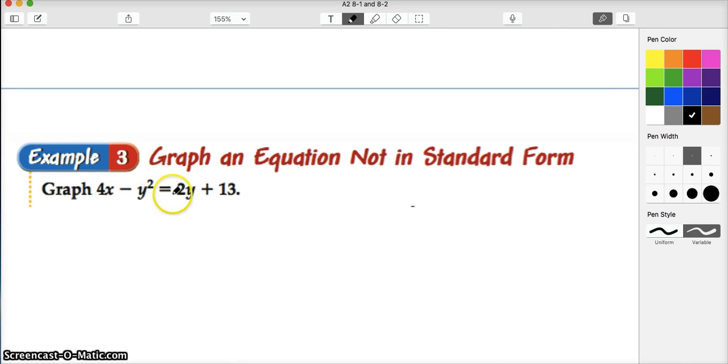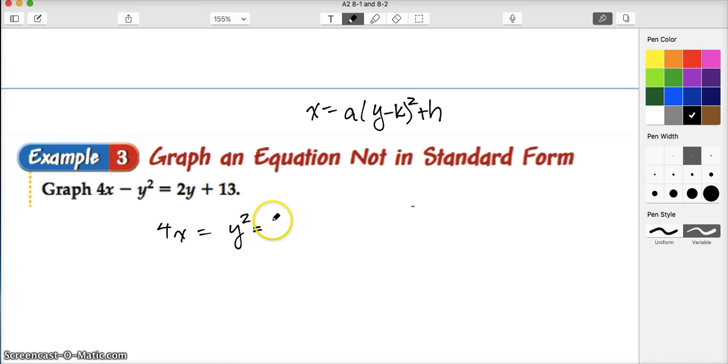Okay, and we're going to put it in standard form, but let me try to make sure I can do it: x equals a times (y minus k) quantity squared plus h form. So let's see what we can do. We're going to isolate the x term, get that on one side. So I have 4x is equal to y squared plus 2y plus 13. That's me just kicking this over to the other side.